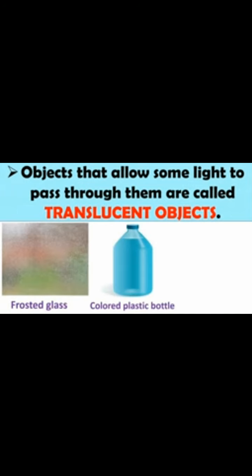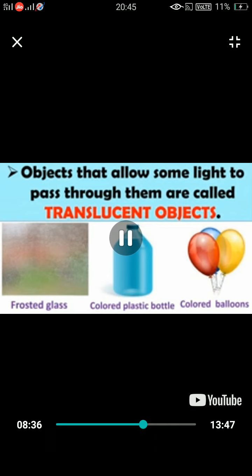Now we will see the translucent objects. Objects that allow some light to pass through them are called translucent objects. For example, frosted glass, colored plastic bottle or colored balloons. You can add more examples like tissue paper or butter paper. Remember, here only some light can pass.